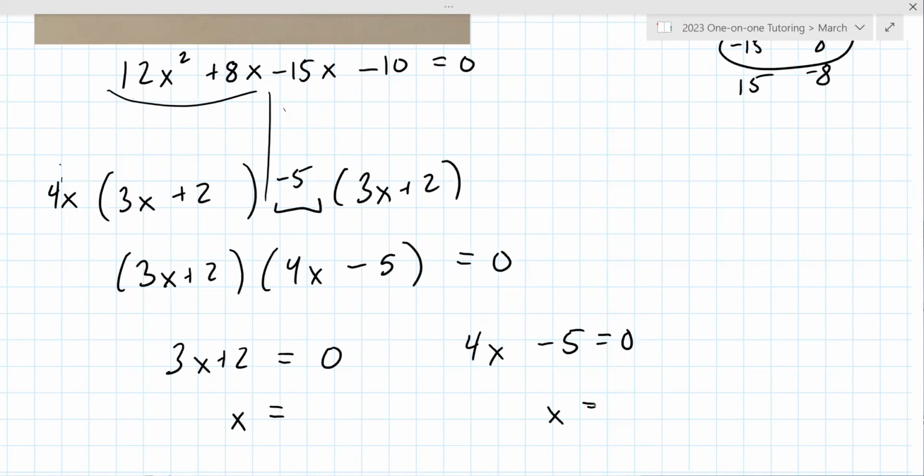X equals 5/4 and good. How about the other one? X equals -2/3. Yeah. Perfect. All right, let's move on to number 5.